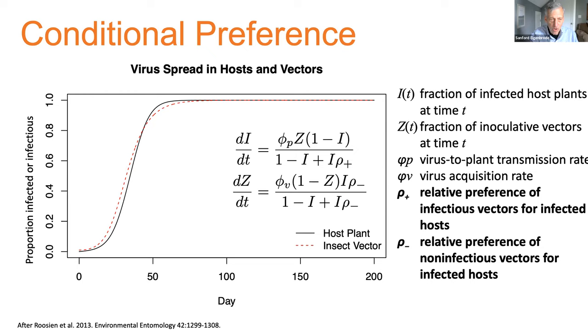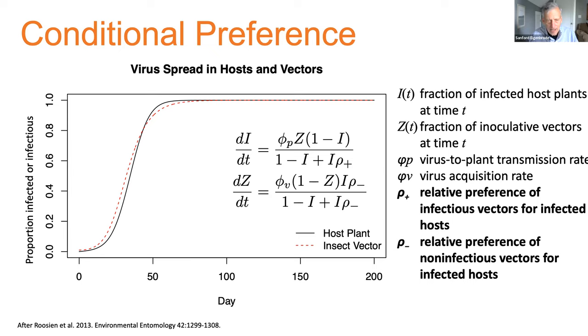I don't want to get too complicated, but I just wanted to show that we can model what that means for spread of the virus with a model like this that incorporates these terms for how many host plants are infected, how many vectors are infected, the rate of transmission of the virus, the rate of acquisition of the virus, the preference of infectious vectors for infected hosts, and the relative preference of non-infectious vectors for infected hosts. So this encompasses this whole conditional preference I described.